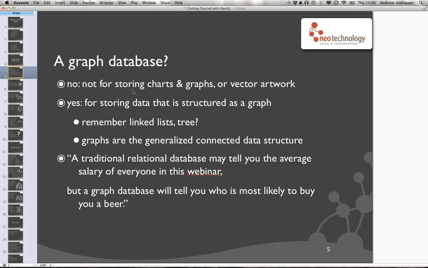If you reach back to your comp sci days when you were first learning about data structures, what we're talking about when we say graph is the computer science term of a graph. It's the actual structure for storing data in a graph-like way.